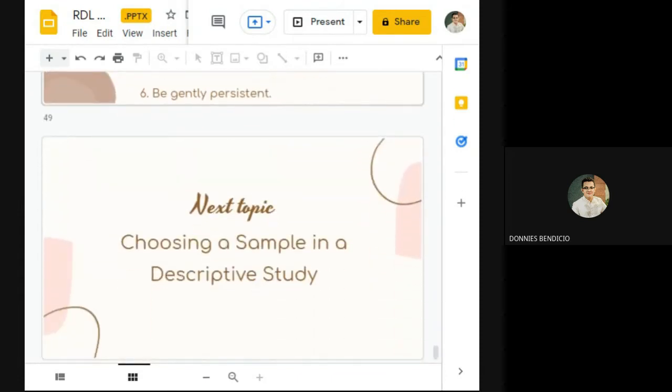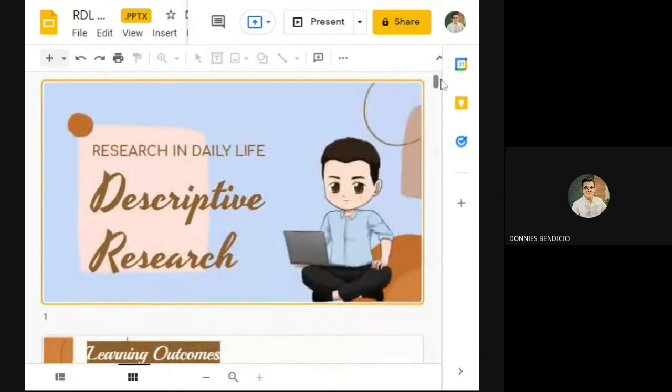So for the next meeting, we have this topic, choosing a sample in a descriptive study. So this concludes our discussion for descriptive research.